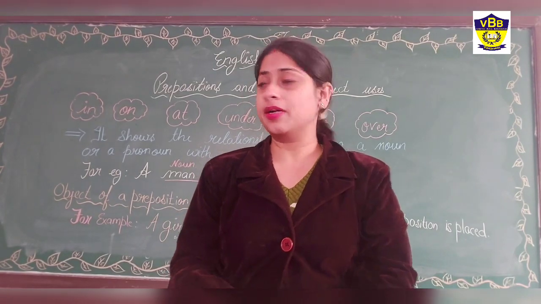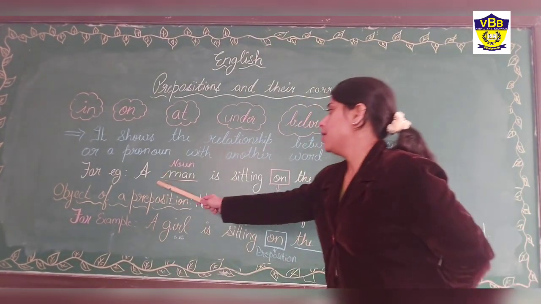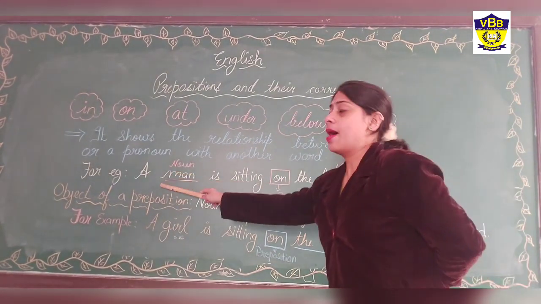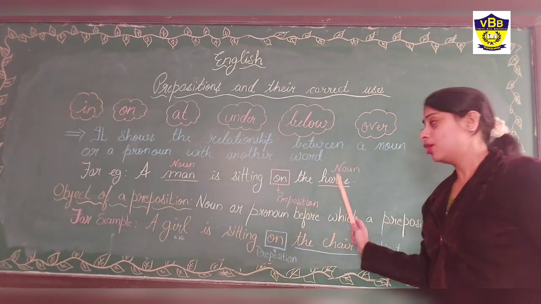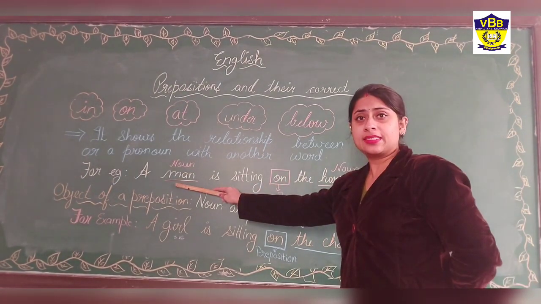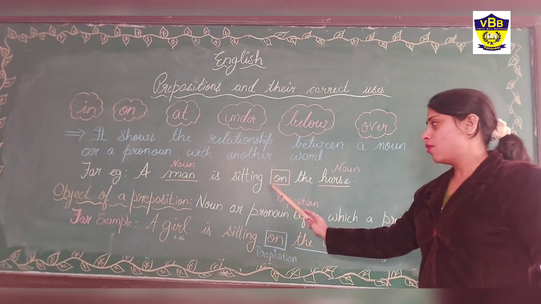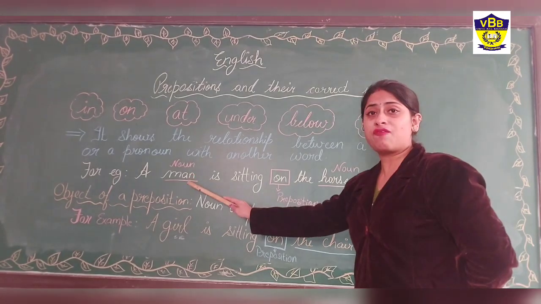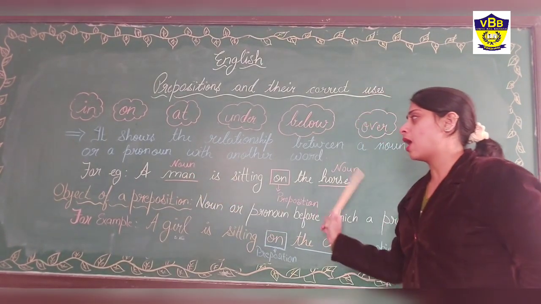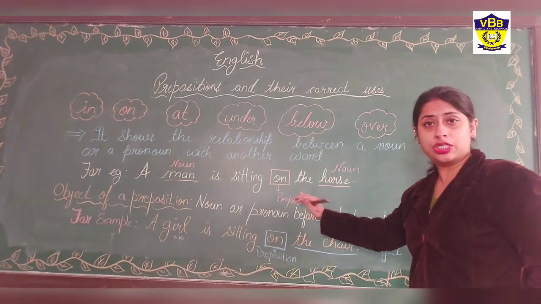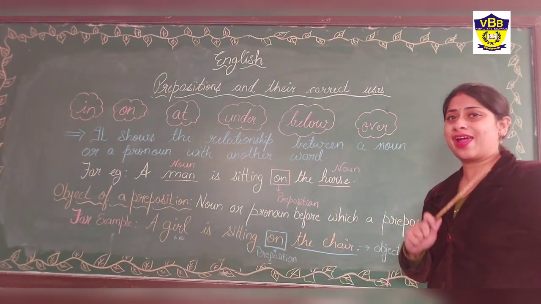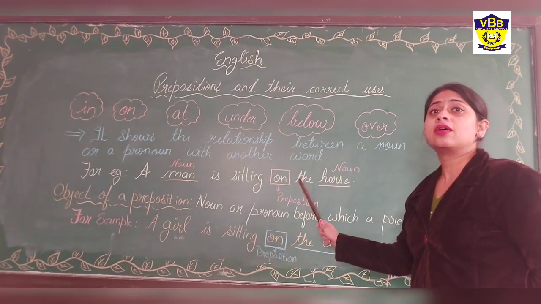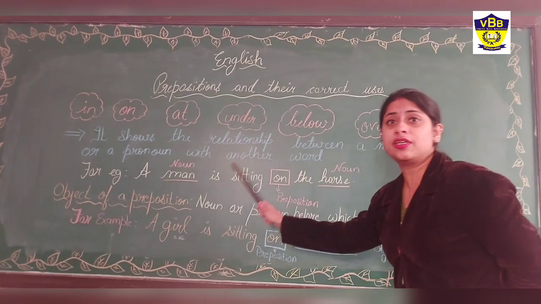Let's see one example here. For example, a man is sitting on the horse. Let's see it again. A man is sitting on the horse. Here, man is a noun, right? And on will be your preposition and horse is also your noun. So, when we are forming a relationship between two nouns, we have placed one preposition here, which is on, right? And this on will be your preposition. Why? Because it is forming a link between both the nouns.